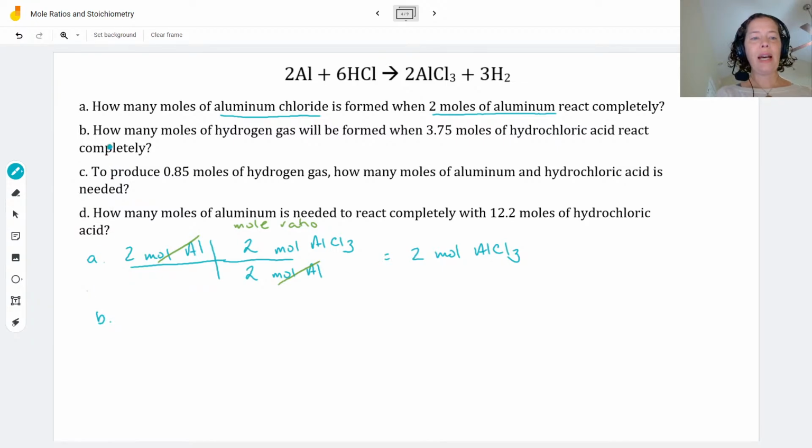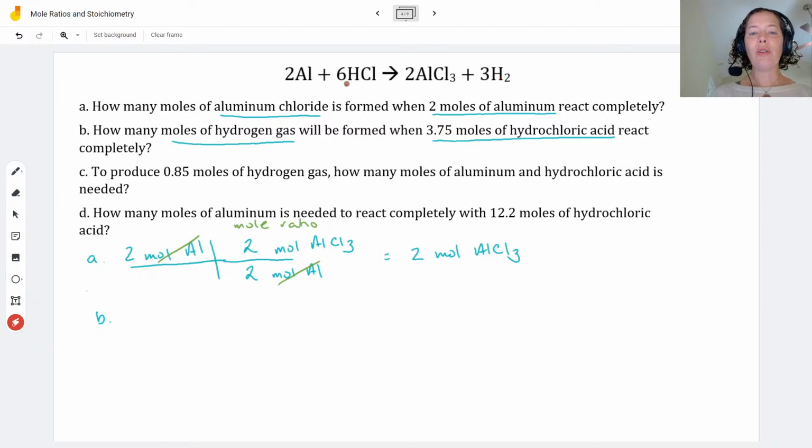All right, so B asks how many moles of hydrogen gas will be formed when 3.75 moles of hydrochloric acid react completely. So again, I want to identify the two molecules I'm working with. Okay, so I am starting with 3.75 moles of hydrochloric acid. That's right here. And I'm going to moles of hydrogen gas there.